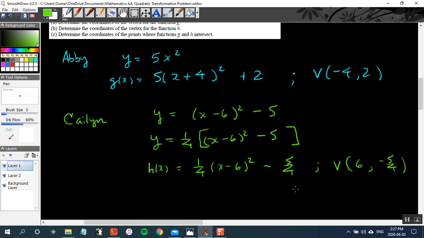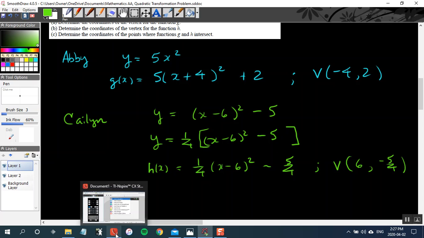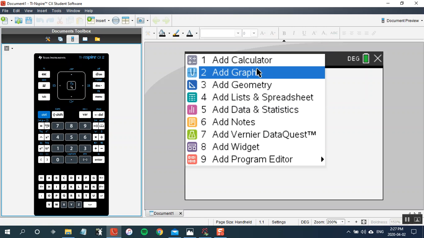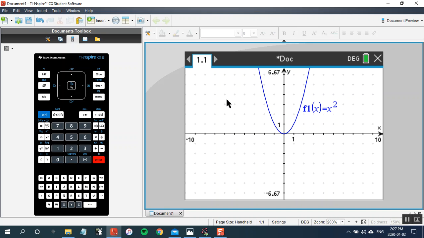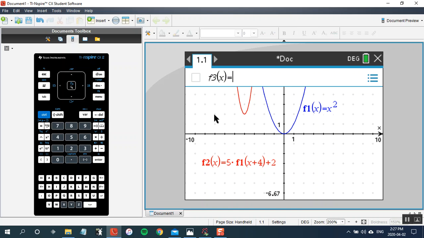So let's have a look to see what happens when we graph those two functions on our graphing calculator. So we'll type in f1 of x is x squared. And Abby's function was a stretch of that basic quadratic, and of course 2 translations in there as well. And it was plus 4 and plus 2. And there's Abby's function. And notice we do have the correct vertex, which is promising.